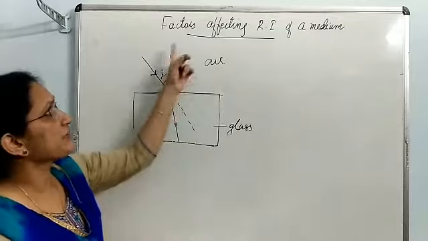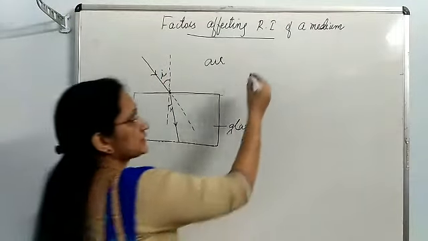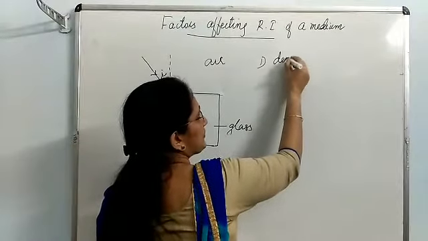Now let us see which factors will affect the refractive index of a medium. There are three factors. First one, density of medium.